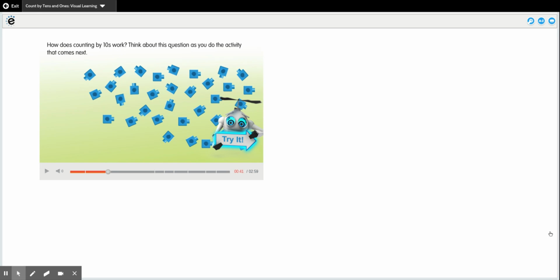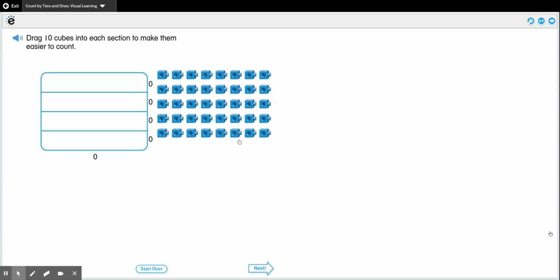We know how to count by tens when we sing 10, 20, 30, 40, 50, 60, 70, 80, 90, 100. But why do we do that? What does that help us with? Let's find out. Okay. Drag 10 cubes into each section to make them easier to count.